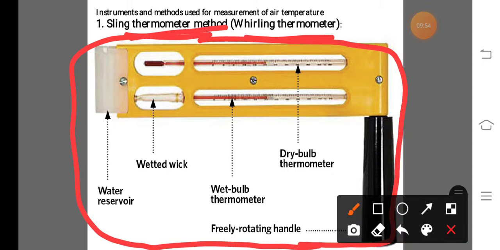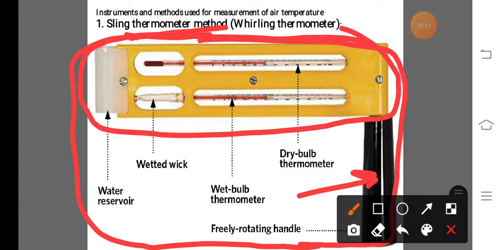Firstly, we discuss the different parts of the sling thermometer. This is the free rotating handle, this is the body and the frame, and here is the water reservoir, where the water is present. Also there are two thermometers, one is the dry bulb thermometer and the second is the wet bulb thermometer.